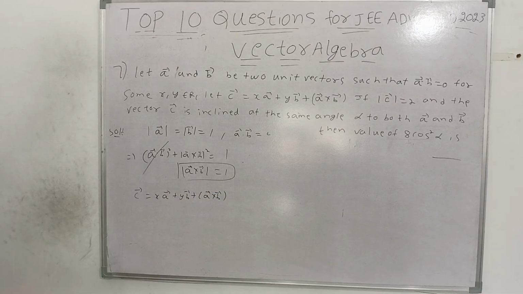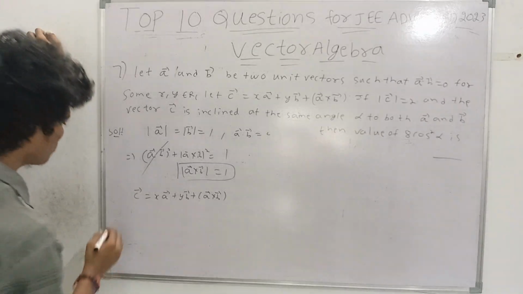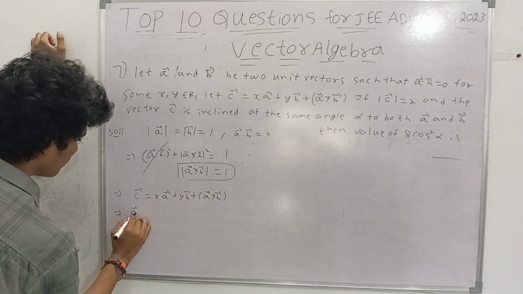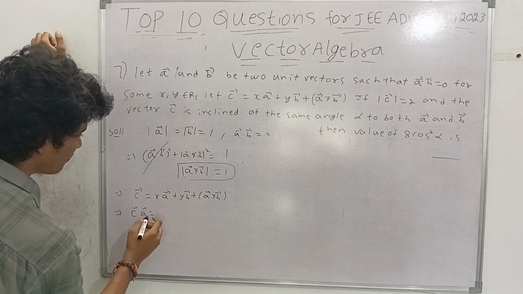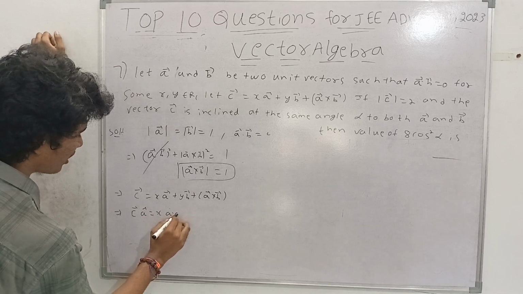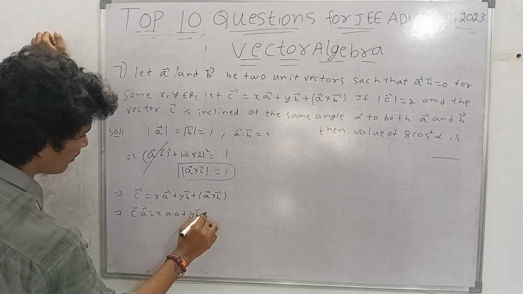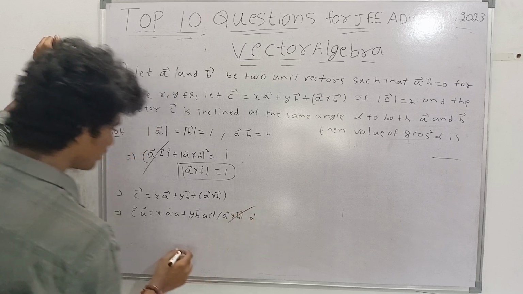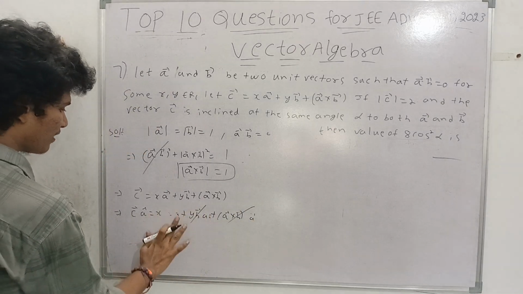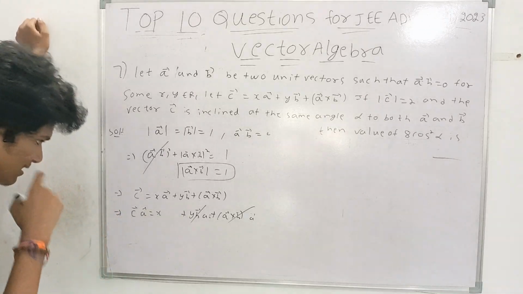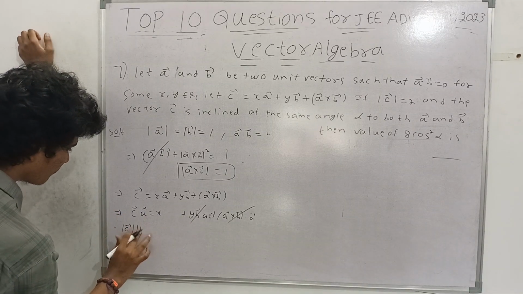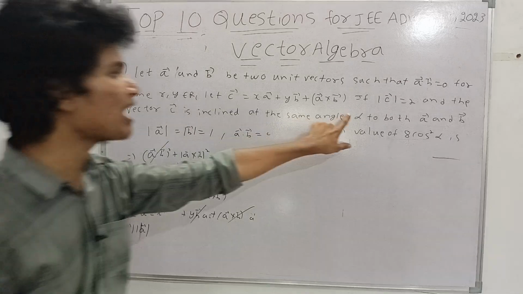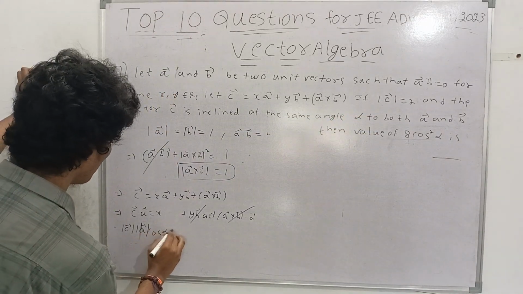So from this what we can do? We know that A dot B equals 0, so simply I can take the dot product. C vector dot A vector equals what will I get? X A vector dot A vector plus Y B vector dot A vector plus A vector cross B vector dot A vector. This thing is equal to 0, this thing is equal to 0, this thing is 1, that is X. And C dot A, what is C dot A? Magnitude of C vector, magnitude of A vector, and the angle between C and A. What is the angle between C and A? They have given alpha, that is cos alpha equals X.